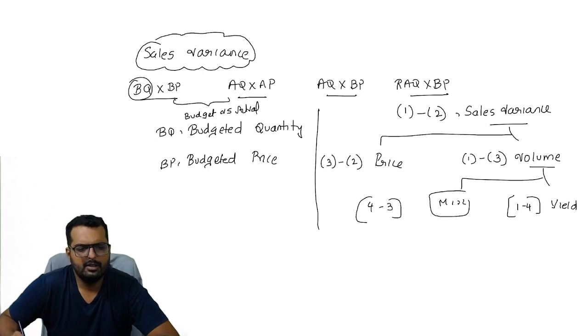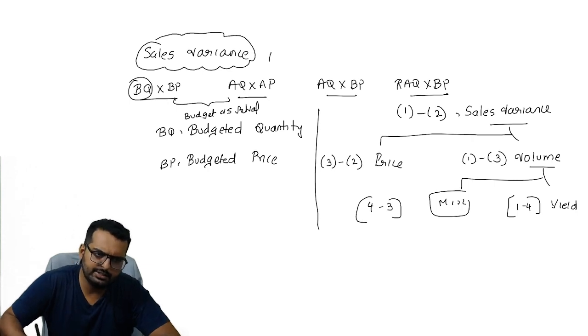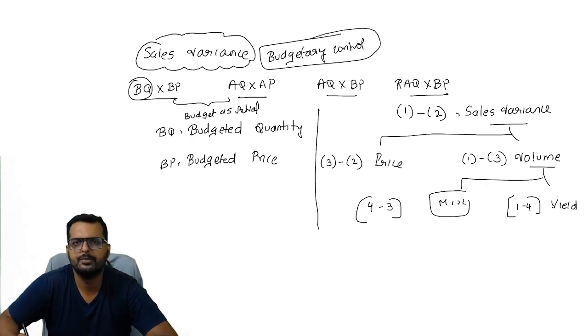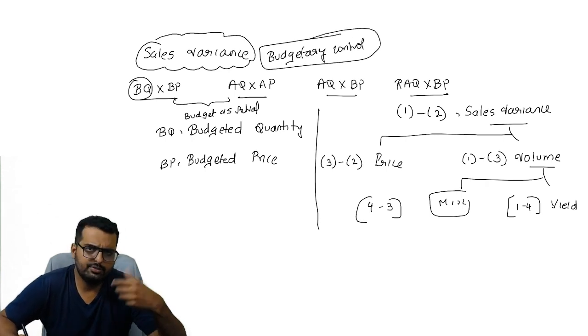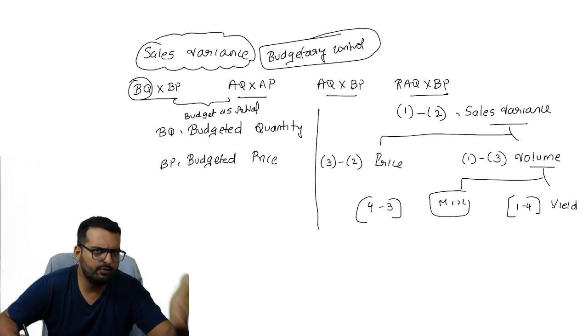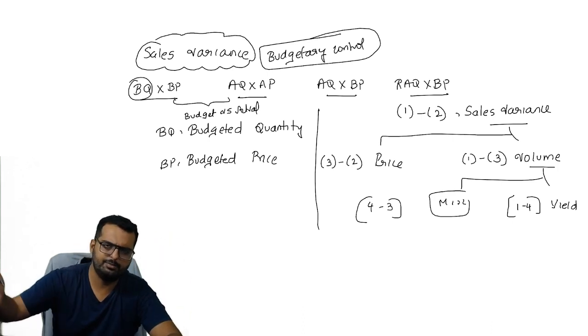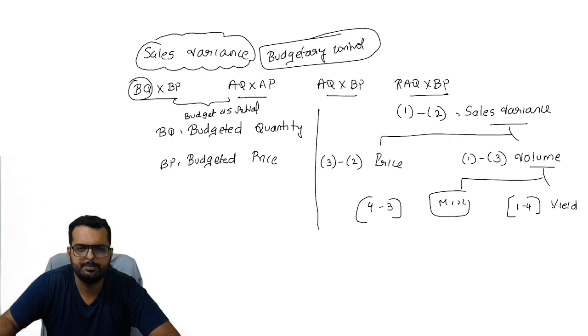Okay. So, is budget variance more of budgetary control than standard costing? Yes, this is actually budgetary control. Sales variance is budgetary control only. You cannot have a standard costing for sales. You can only have standard for material, standard for labor, standard for overheads. You cannot have standard for sales. That's why this is budgetary control.